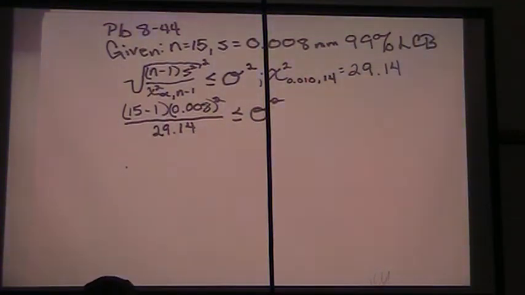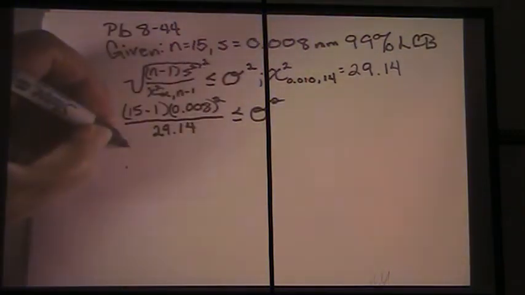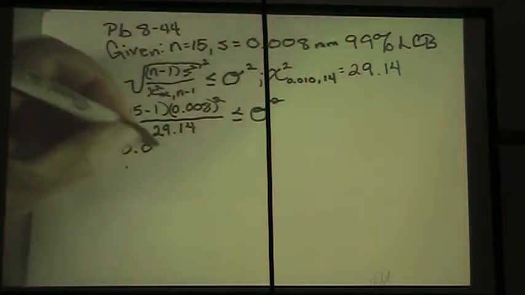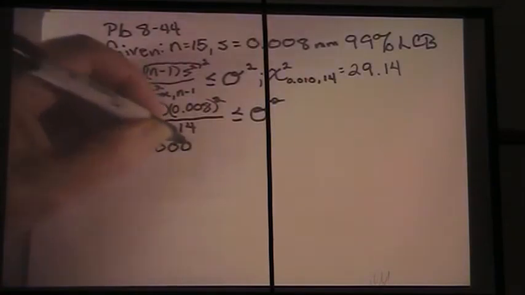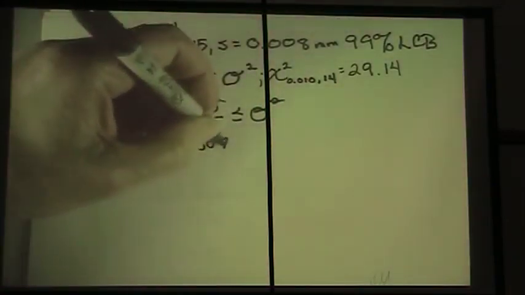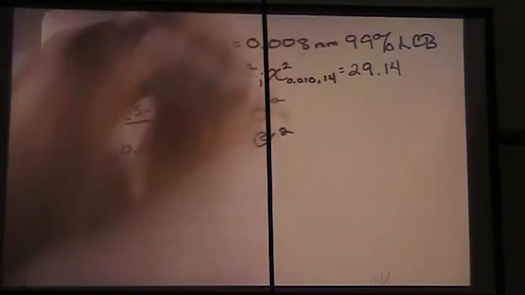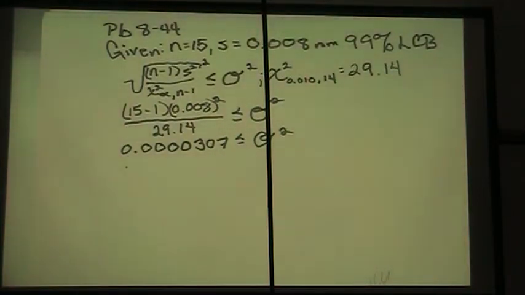Oh, okay. And there you go. This is a small number. Let me show more digits. More digits isn't helping me as much as I thought. So it is 0.0000307, less than or equal to our population variance. I call that a pretty small number.